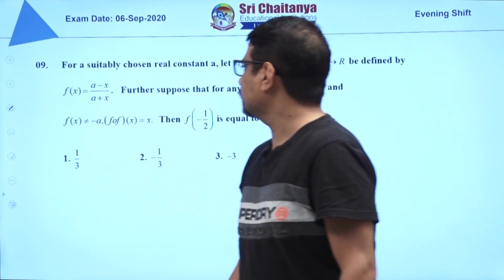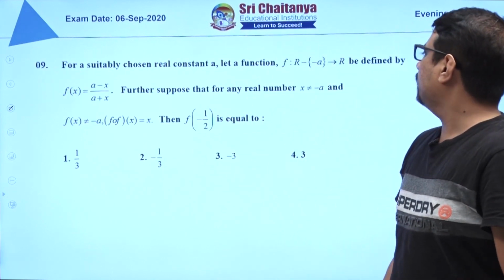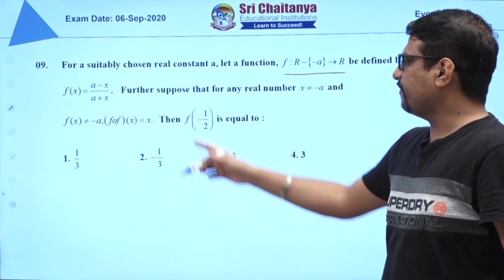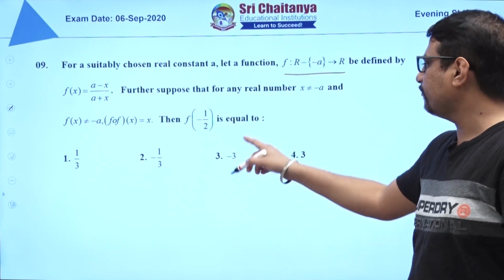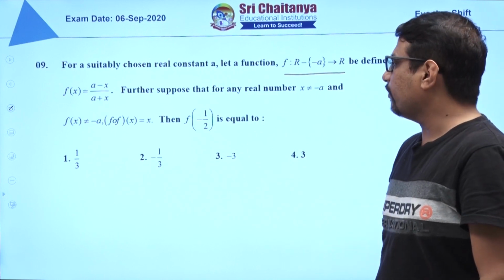So our answer will be first option, which is this. Next question. Here a function is given, defined as this. This is based on composite function. F of fx is given as x and f of minus half value is asked. So f of fx is given as x.